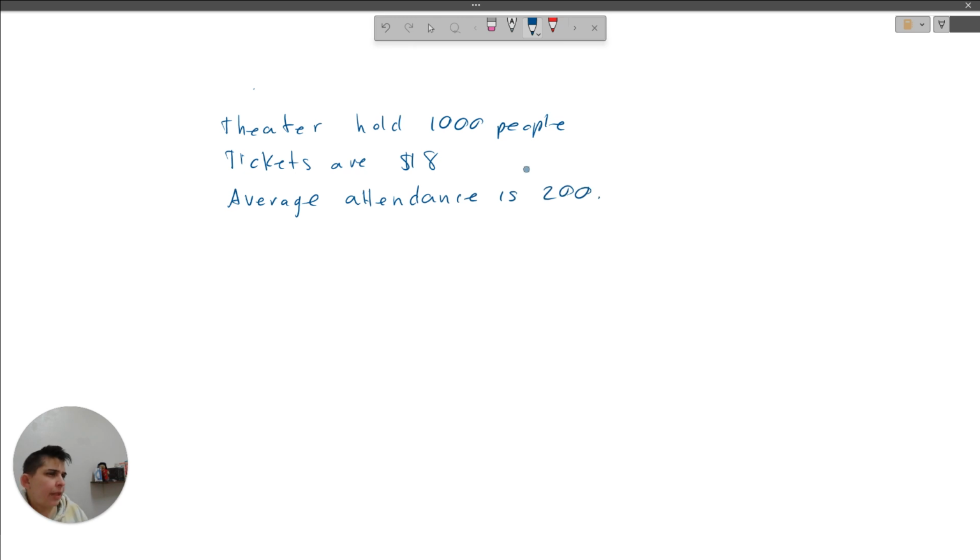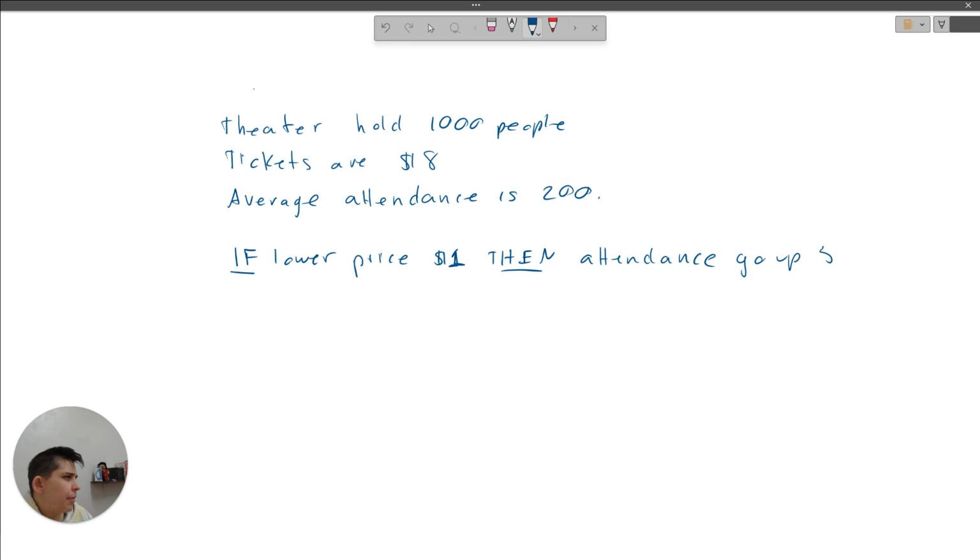is 200. So what they've noticed is that if they lower the price, so that's if we lower price by $1, then, okay, so real big on the if-thens in math. If we lower price by $1, then attendance is going to go up by 50. Okay, so when you end up solving this problem, you end up with a quadratic equation.